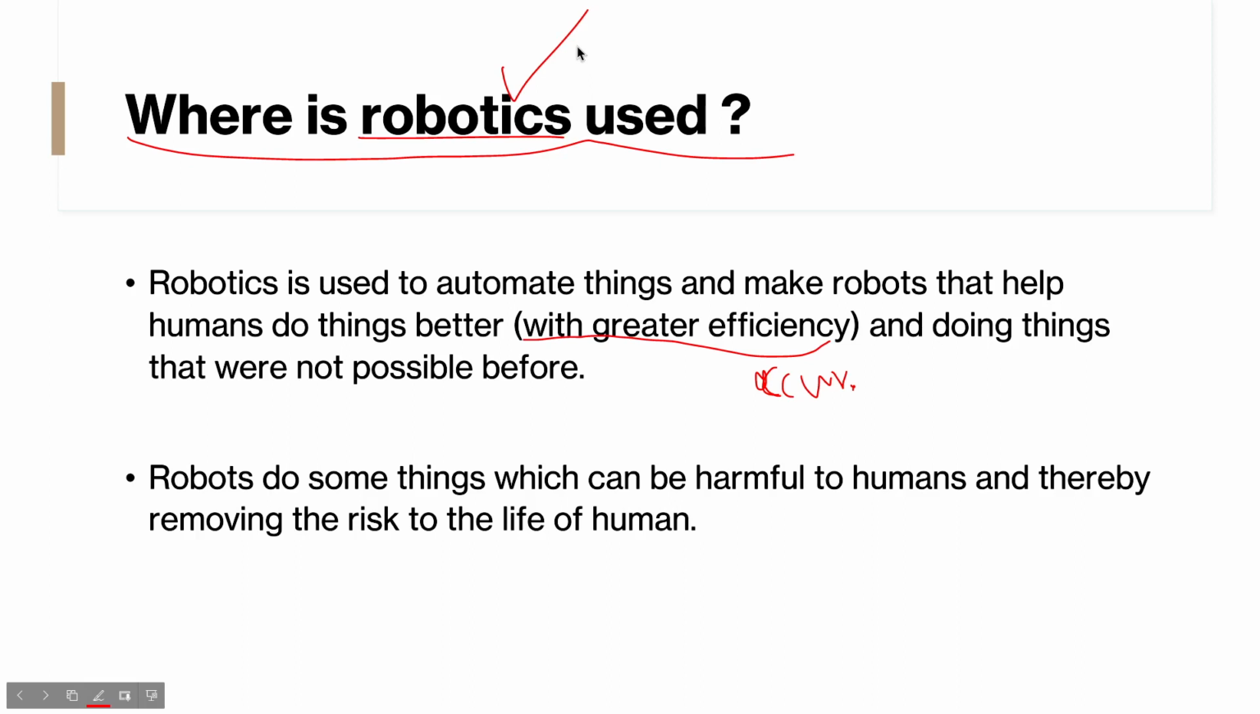Now, robots can also do some things which can be harmful or hazardous to humans, and therefore it removes the risk to the life of humans. What does this mean? It is very simple: it just removes the risk to human lives. There are some tasks which are very hazardous, harmful or risky to human life. So the robots can do those tasks for us, and the risk is removed from the life of humans.